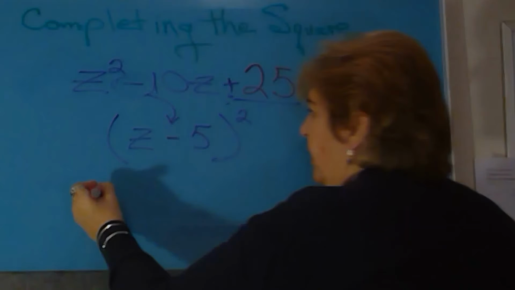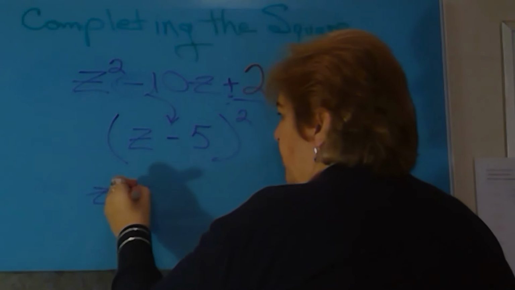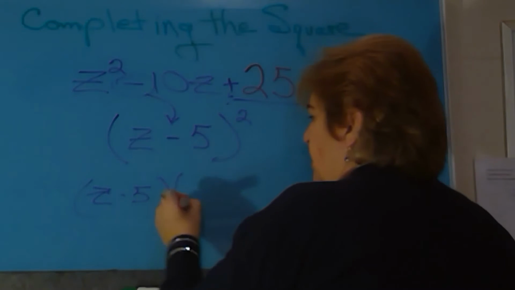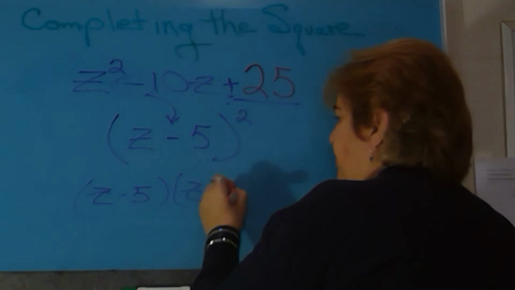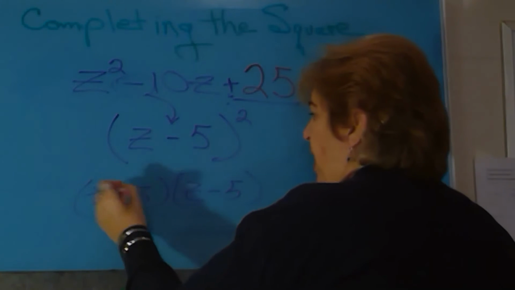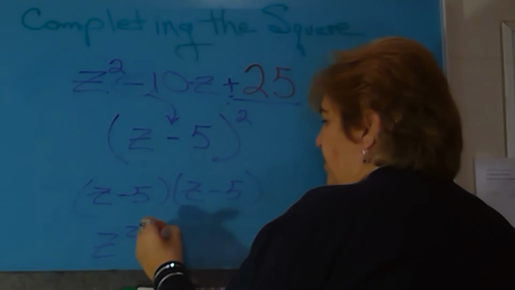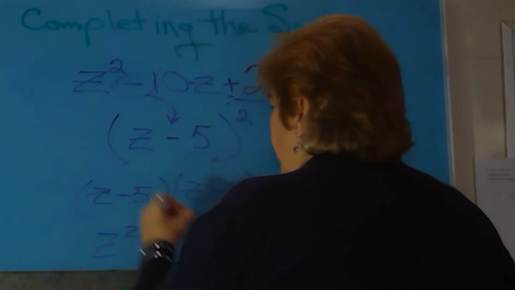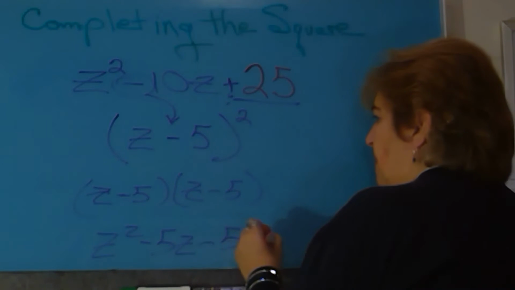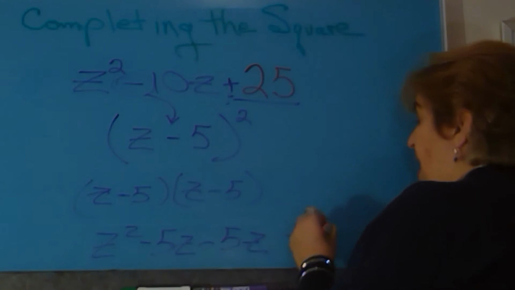Real quickly, if you don't understand what we did, if you take z minus 5 times z minus 5 and FOIL that, you're going to get z squared minus 5z minus 5z plus 25.